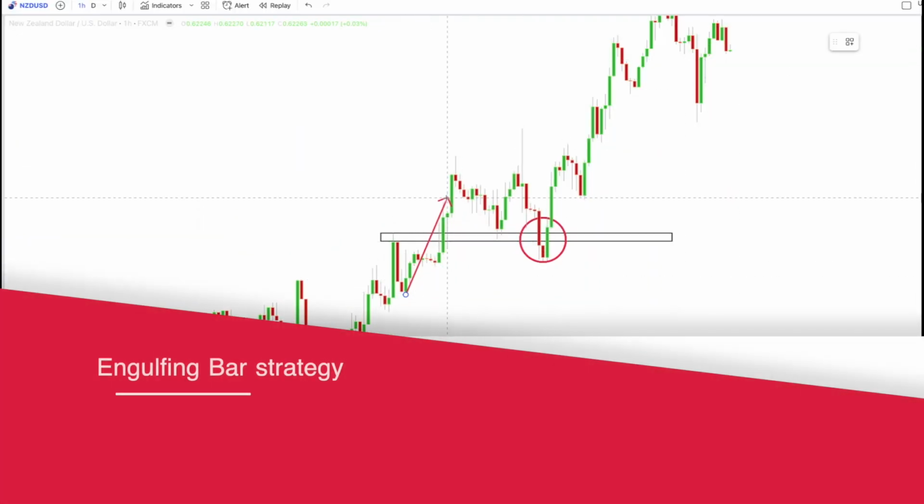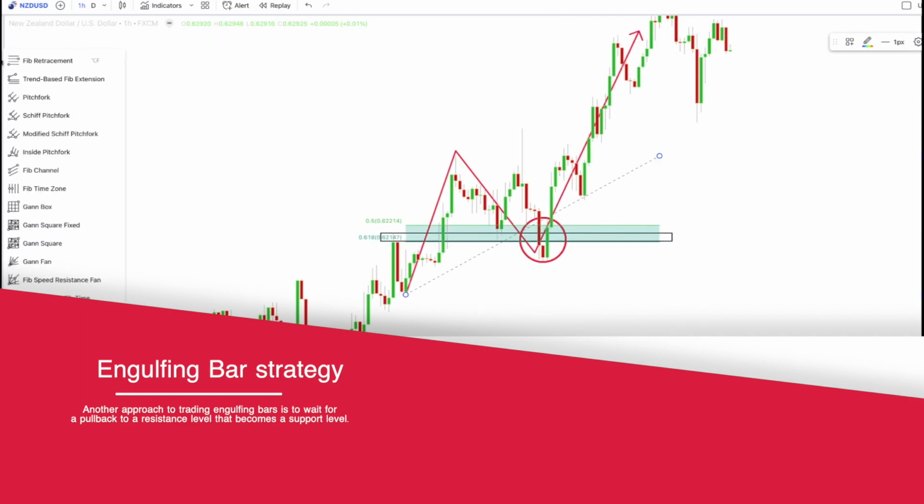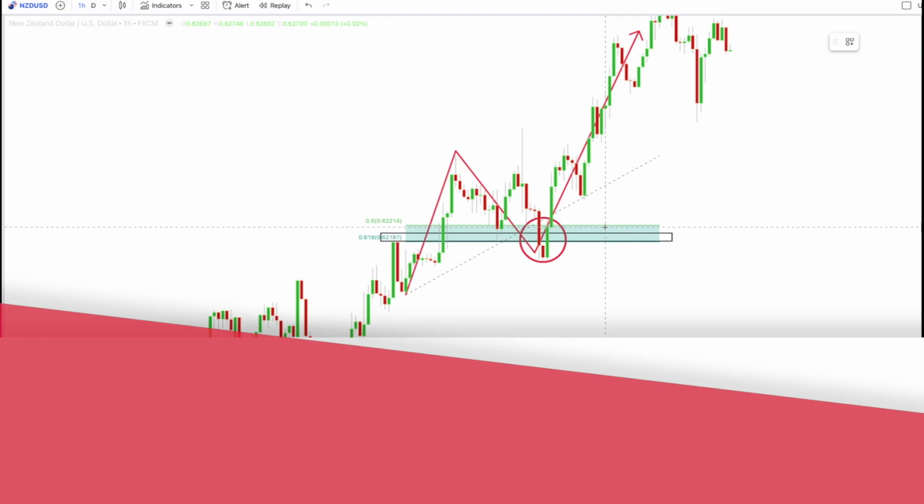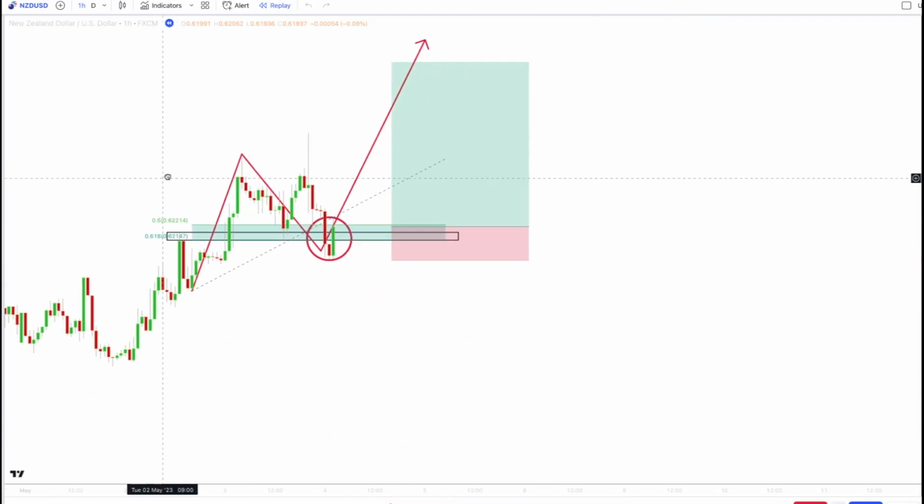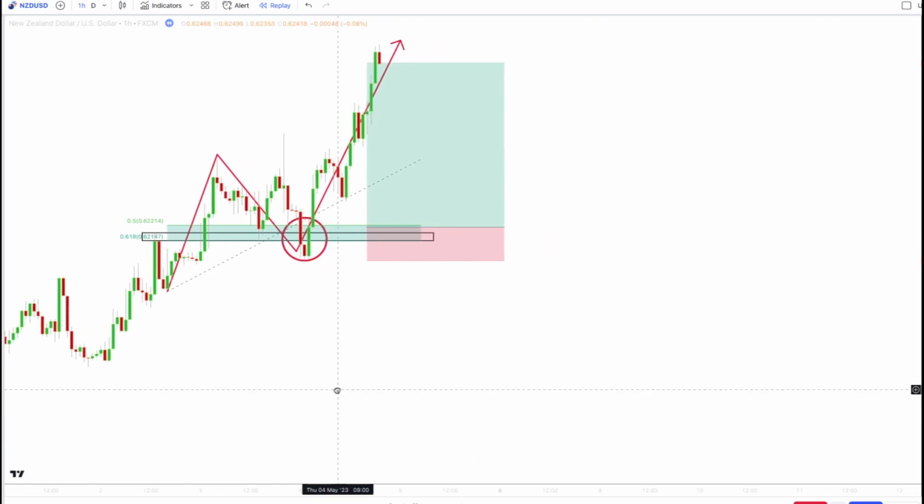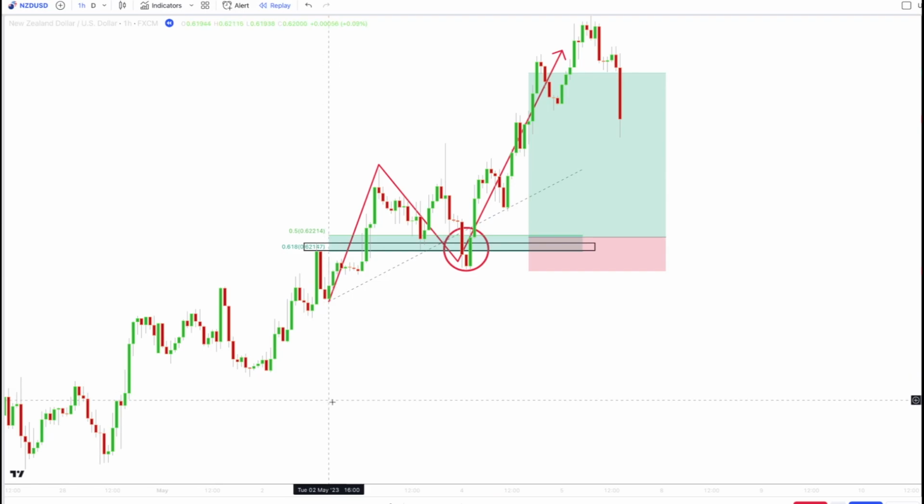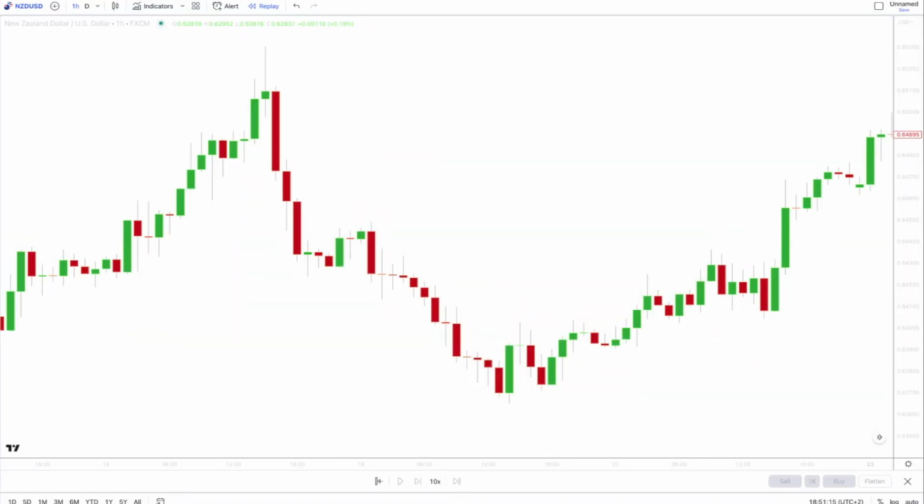Another approach to trading engulfing bars is to wait for a pullback to a resistance level that becomes a support level. To increase the likelihood of success, you can use the 50% and 61.8% retracement levels as a factor of confluence. This means waiting for the price to retrace to one of these levels before entering a long position. Overall, these methods can be effective ways to trade using engulfing bars.